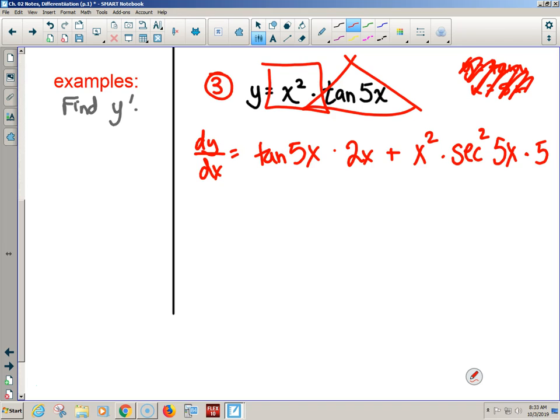Yes, you could have said y is equal to tangent of u and u is equal to 5x, and then y prime is secant squared of u and u prime is 5, and then taken that and put it in the dy/dx spot. But if you can get to the place where the mental math with chain rule starts making sense, things get a little bit easier.